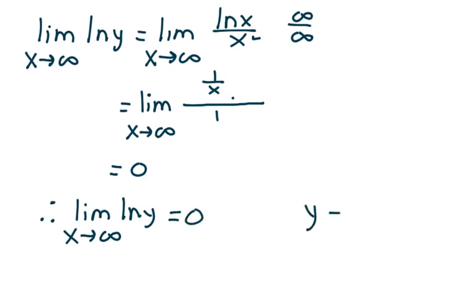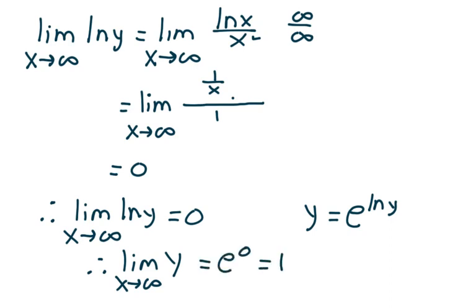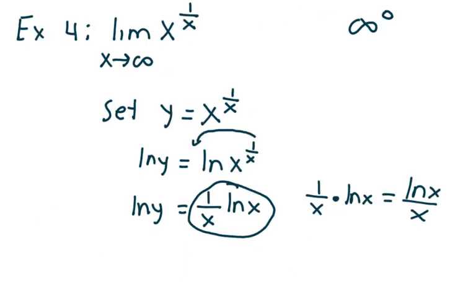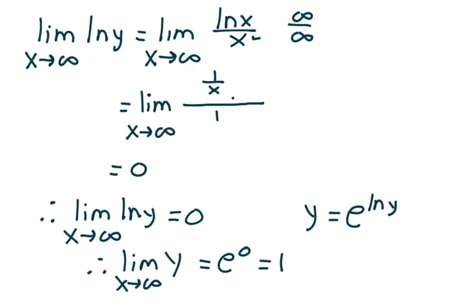Also, what you want to know is e to the natural log of y is the same as y. That allows us to take the limit as x goes to infinity of y, which is equal to e to the 0, which is equal to 1. But y is x to the 1 over x. And we're done. Therefore, the limit as x goes to infinity of x to the 1 over x is 1.